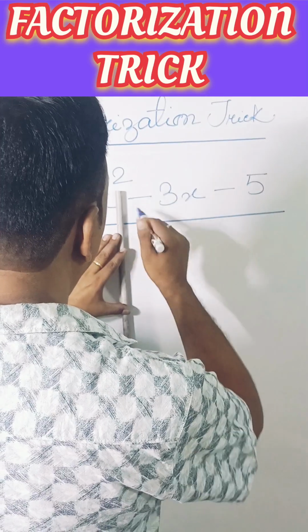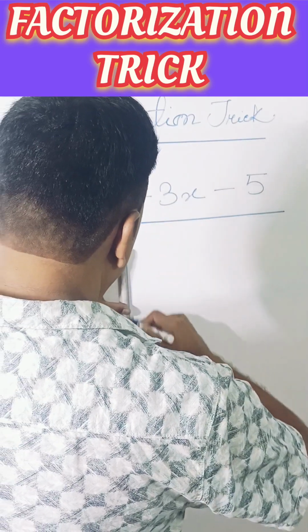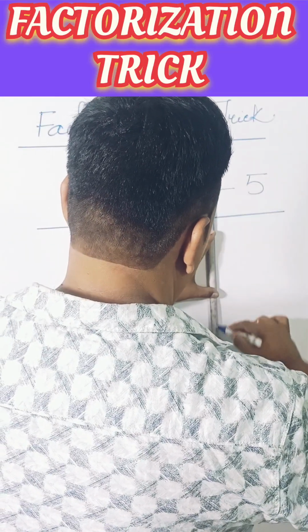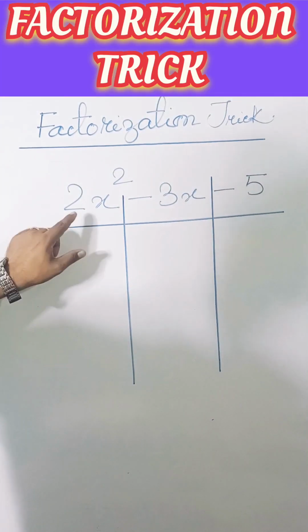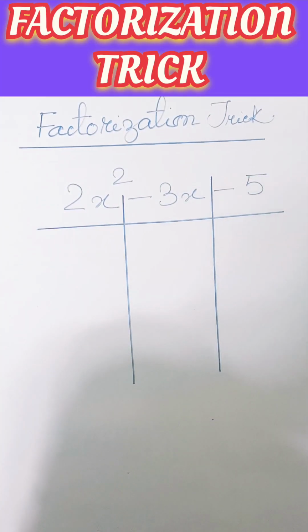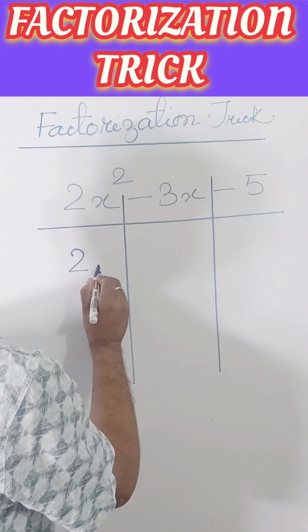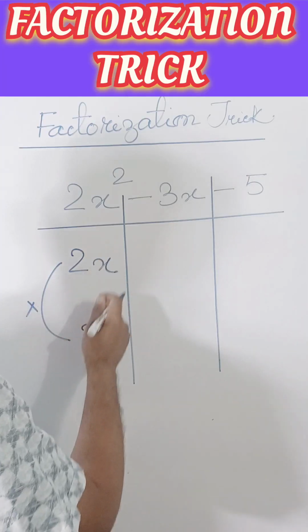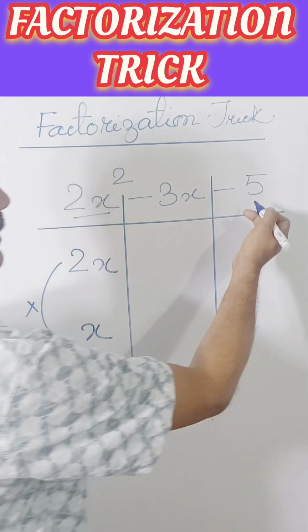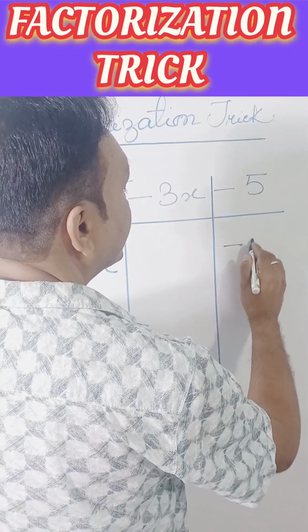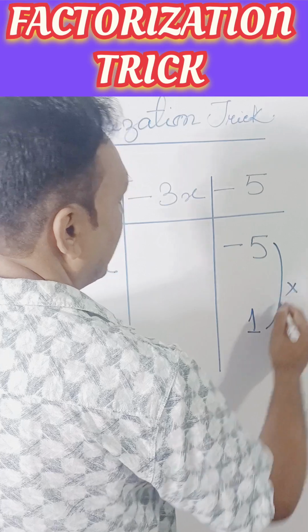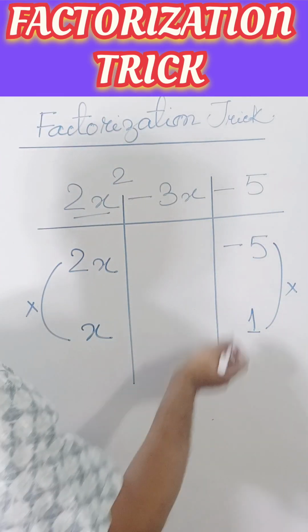So here we have to make two columns. One, and then here I have to draw one more column. Now next what we have to do, so we have to make 2x square. So for this you have to multiply 2x with x, it will give you 2x square. Then here if we take minus 5 and 1, these are the factors of 5. If we multiply, then we will get minus 5, right?